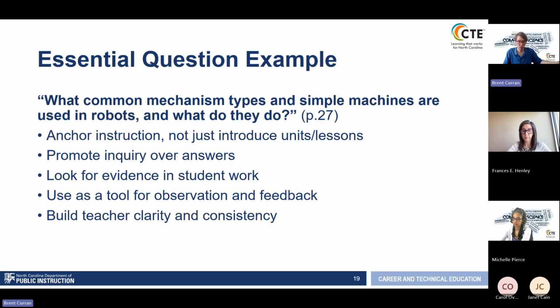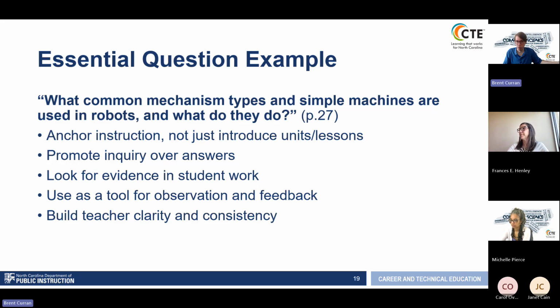So this should tell the teacher this is something that they need to anchor in their instruction, not just use the question to introduce the units. Ensure teachers revisit the question throughout the lesson cycle, not just at the start. As a leader, you should promote inquiry over answers. Encourage classrooms where students explore, test, and refine ideas, not just memorize the mechanisms.